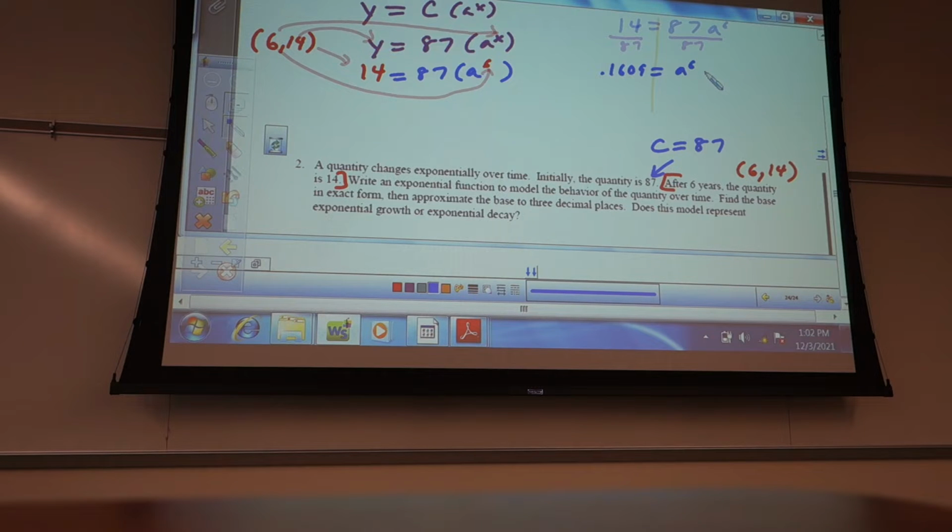Now, I need to find a. So I'm going to raise it to the 1/6 power, or 6th root it. Does anyone feel better about 6th rooting it, or raising it to the 1/6 power? They're the same thing. So I'm going to raise this whole side to the 1/6 power. Because remember, power to power we multiply, which means I need to raise this side to the 1/6 power.